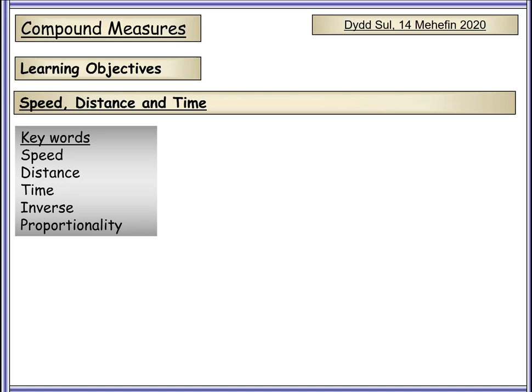Morning all. Topic for today, speed, distance and time. So as usual, get the headings down, keywords down, date down. So click pause when you've got your notes down. Click play again, we move on.